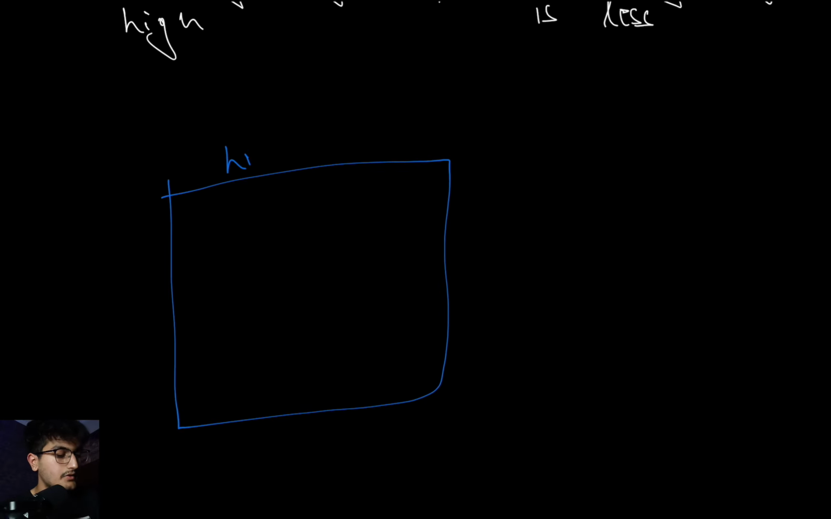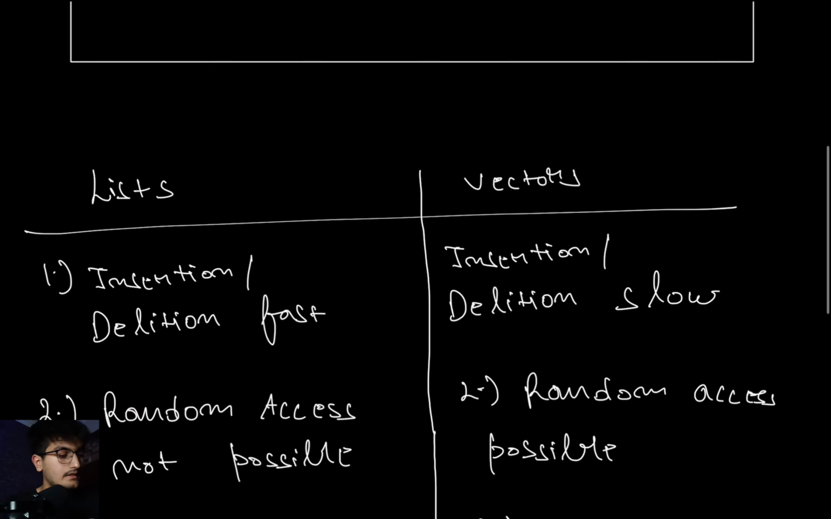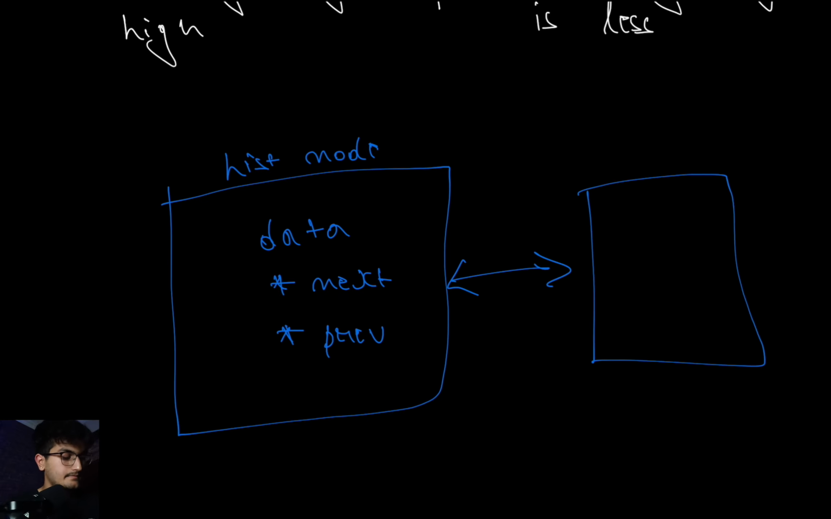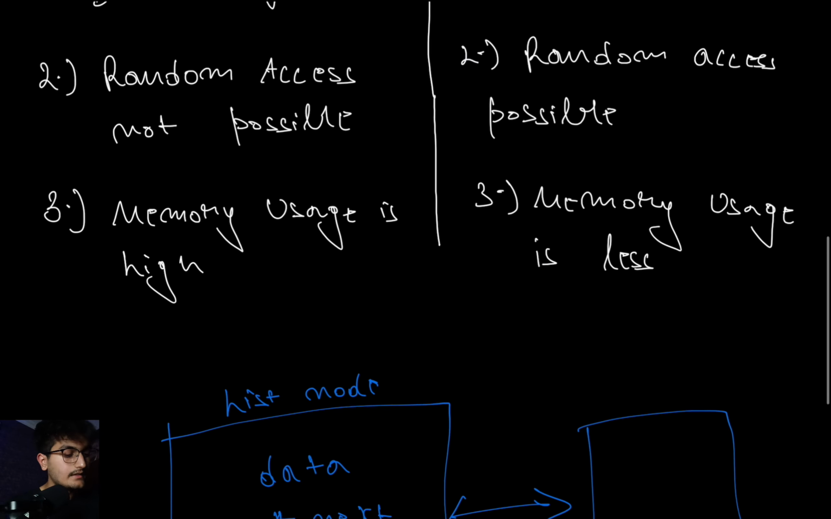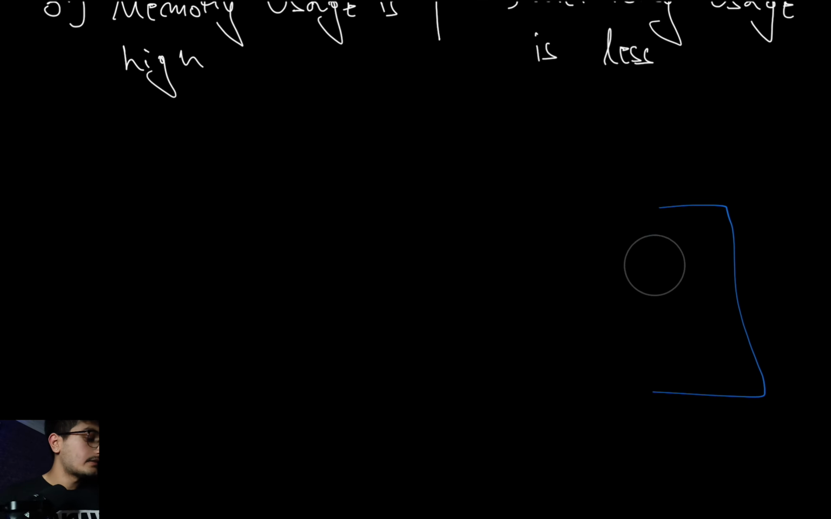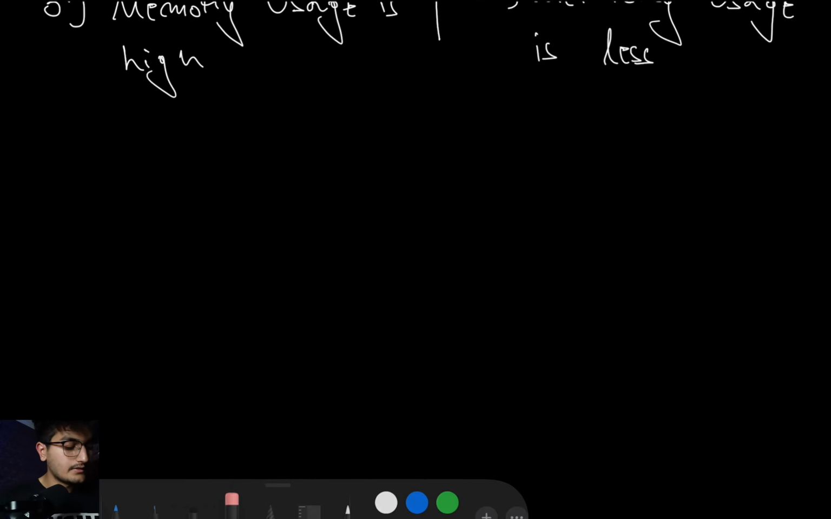Let's just zoom into a node. Here is a list node. What it will have is data. Then it will have a pointer which will point to the next node, and it will also have a pointer which will point to the previous node. That's what a list is, and these list nodes are interconnected. This is how a list works in C++. I hope I'm clear with this. And let's talk about the advantages of list.